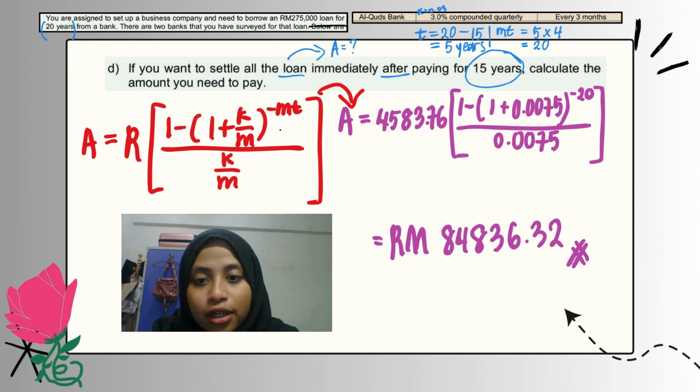Okay, lastly, for question D, if you want to settle all the loan immediately after paying for 15 years, calculate the amount you need to pay. So, I mentioned loan. So, obviously, they want to find the A after paying for 15 years. But in the question, they said loan for 20 years. So, T equals 20 minus 15, you will get 5 years. Next, find the MT, 5 times 4 because compounded quarterly, and then equal 20. And then use the present value. R, you can refer to question A, which Hasina did, and then the total is 18,036 ringgit 32 sen.